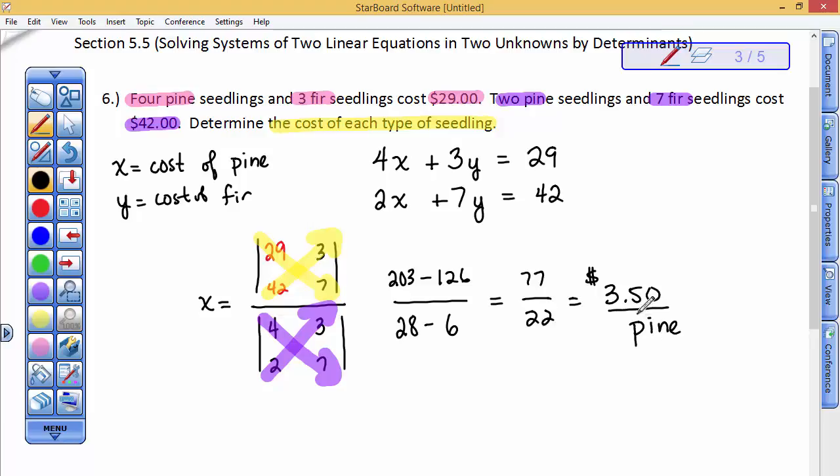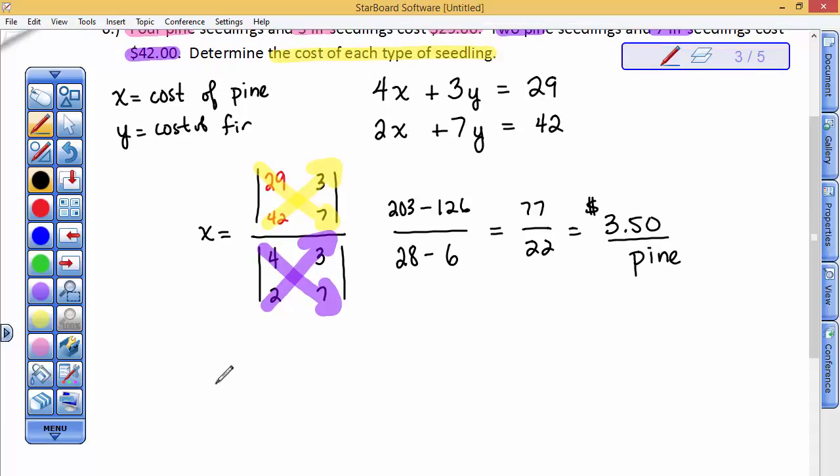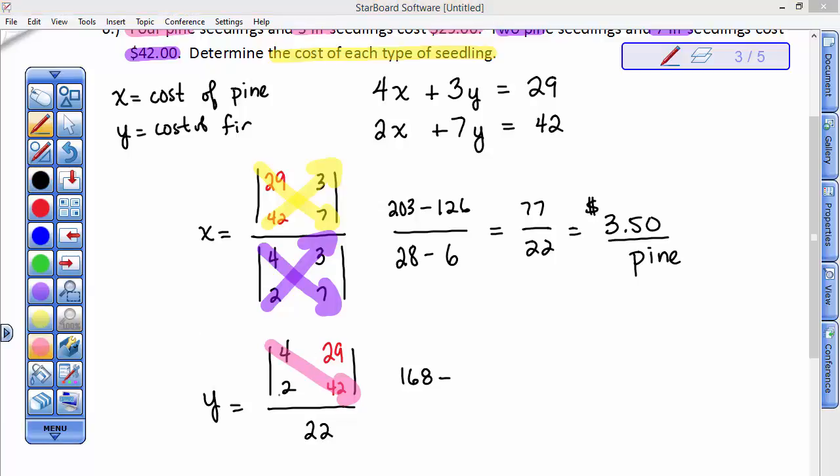I could now take that solution and put it in for X in either of these equations. That's option number 1. Option number 2 is to go ahead and solve for Y. But remember, in the numerator, the C values, the 29 and the 42, will go over here. And then the 4 and the 2 from the denominator will go on the first column. Remember, the denominator stays 22. So now 4 times 42 is 168, I believe. And then you subtract 2 times 29, which is 58. And that total is 110. Divide by the 22. And that turns out to be $5 per fir.